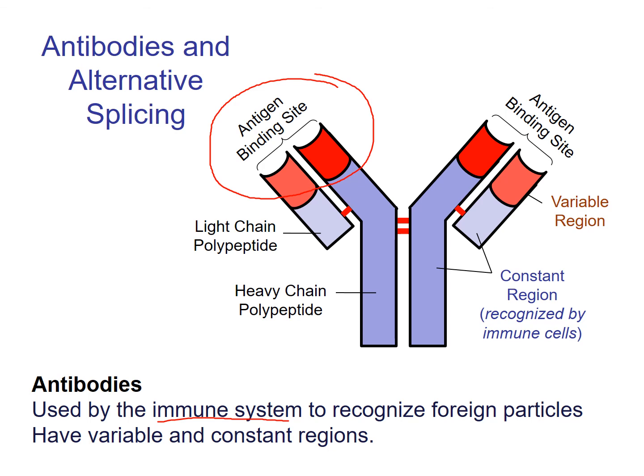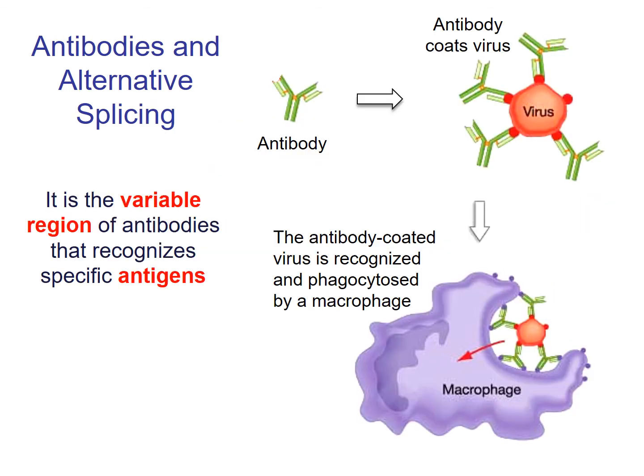It's called the variable region. So here's an example. You can see you've got an antibody here. Here's the antibody. It's recognizing a virus, and that virus is being labeled and targeted for destruction. You can see down here it is being consumed by an immune cell, taken in by phagocytosis, and then ultimately destroyed. So our body has a possibility to make many of these antibodies.